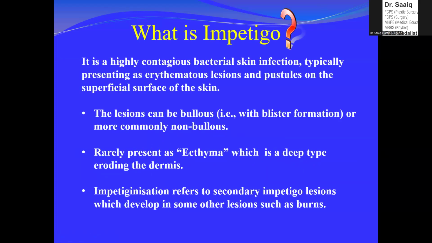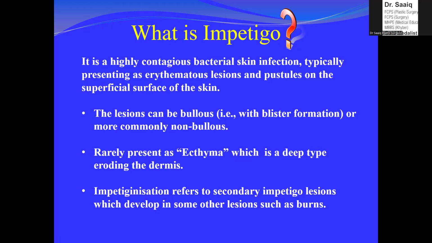Impetigo, by definition, is a highly contagious bacterial skin infection which characteristically presents with erythematous lesions. They progress onto formation of pustules and typically affect the superficial surface of the skin. There are two main varieties of impetigo infection. These lesions could be non-bullous, which means there is no blister formation, or they could be bullous, which means there is formation of blisters.